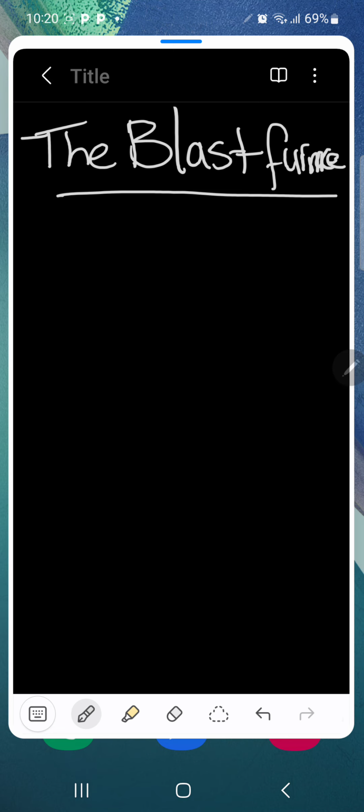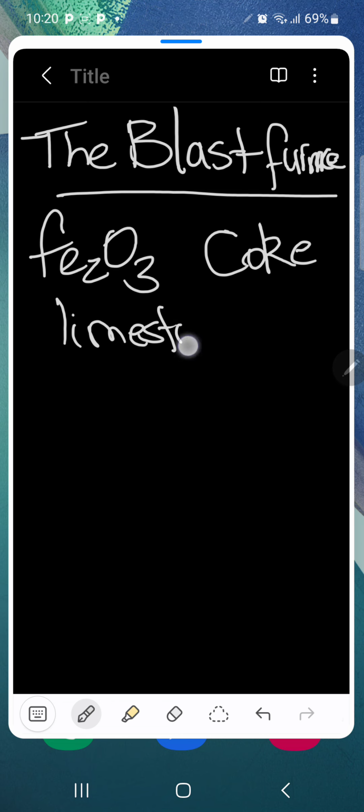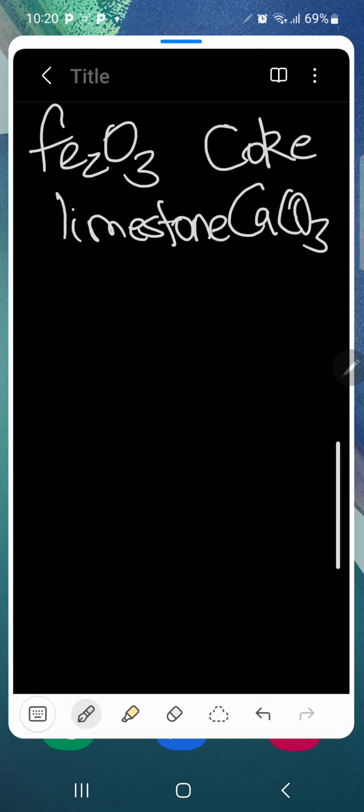In this video, I'm going to explain the blast furnace and the equations that occur in it. Three raw materials are used in the blast furnace. Remember, the blast furnace's purpose is to purify iron. The main ore of iron is hematite, which is iron(III) oxide. We also have coke, which is carbon, as a raw material, and limestone, calcium carbonate, as well.